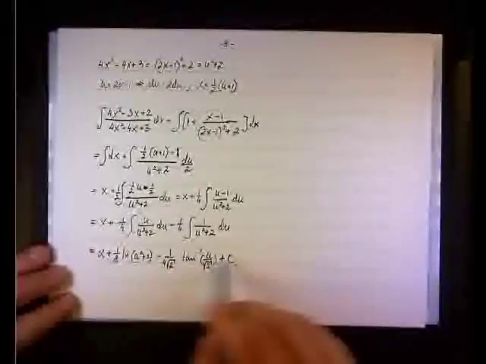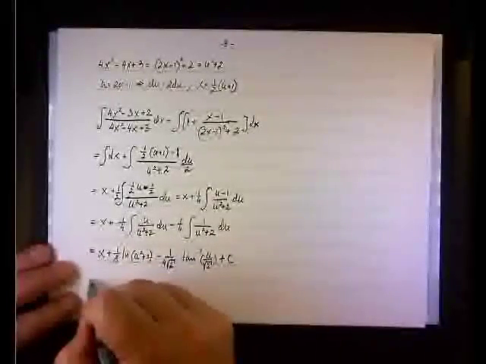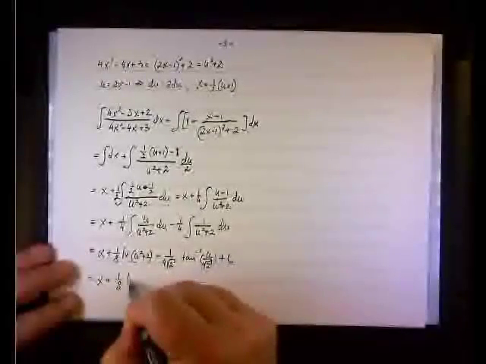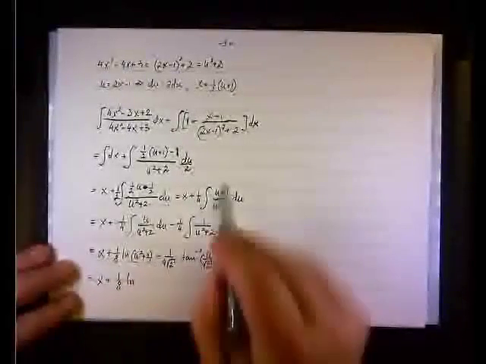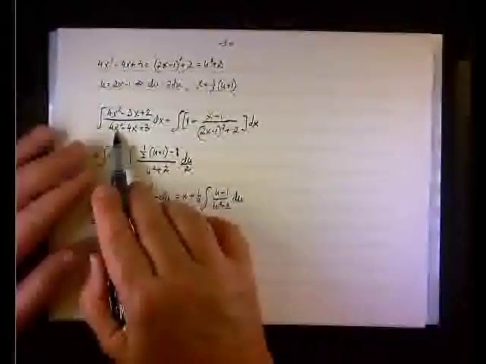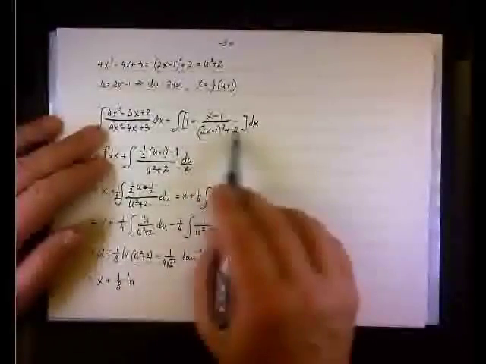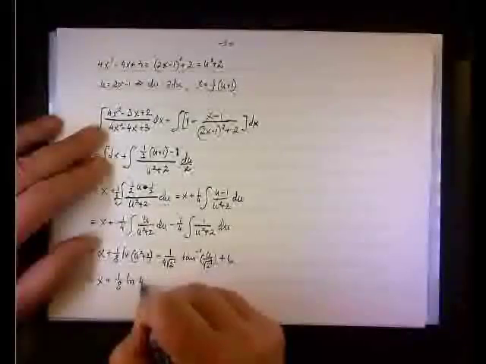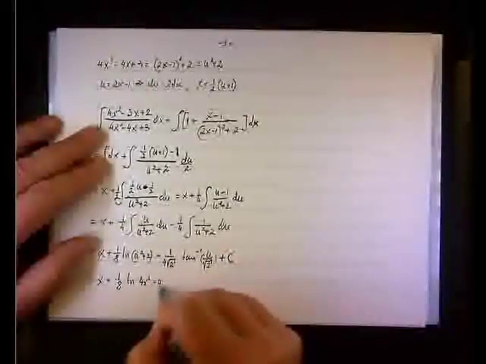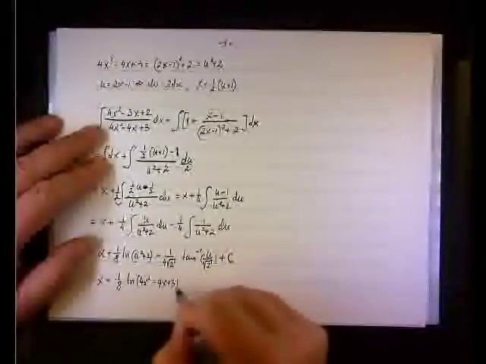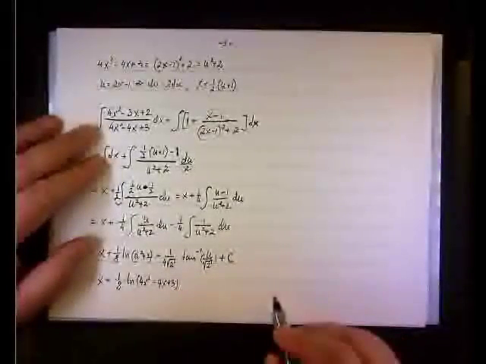And finally, let's bring home x. So x plus 1/8 natural log of u squared plus 2. If you remember, it's exactly the denominator of the integrand. You see it from here. So it's the natural log of 4x squared minus 4x plus 3, like so. And we already established the fact that it's going to be positive.